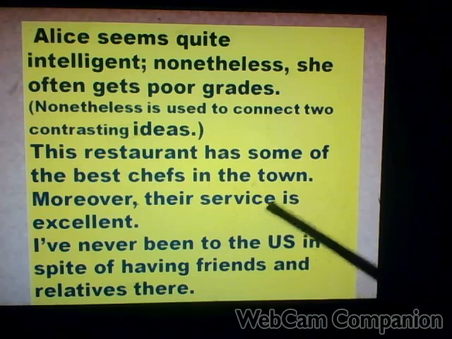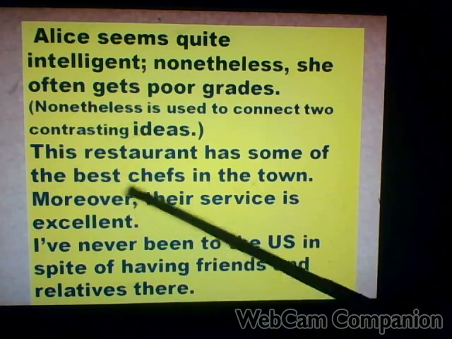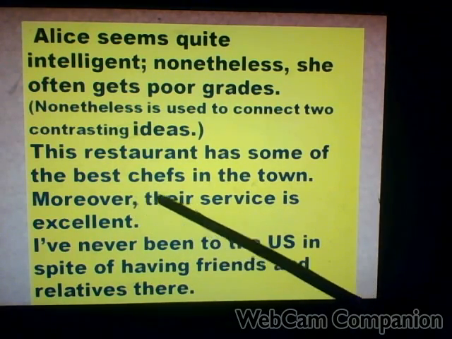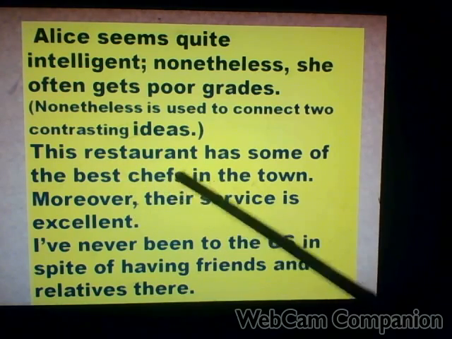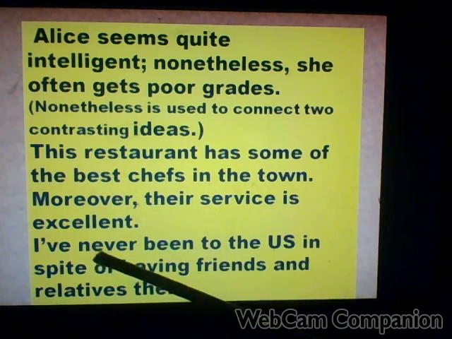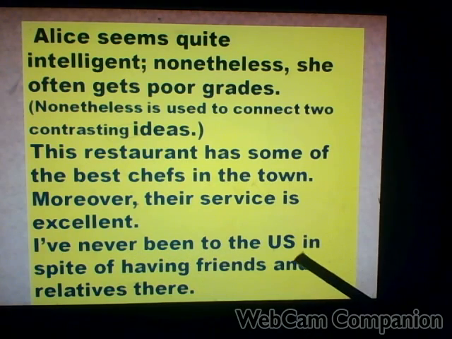Moreover, তাছাড়া their service is excellent. অধিকন্তু তাদের সেবা ভালো। এটা প্যারালেল আইডিয়া যোগ করতে বরাবর বসে। I've never been to the USA.